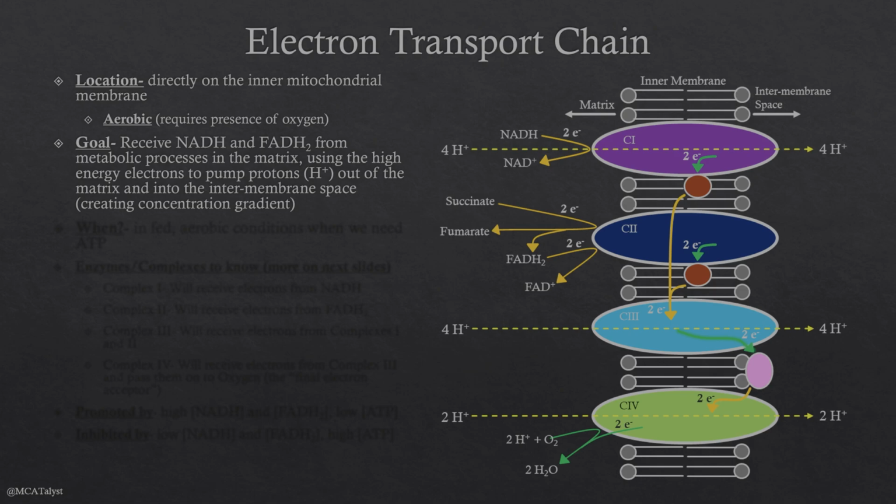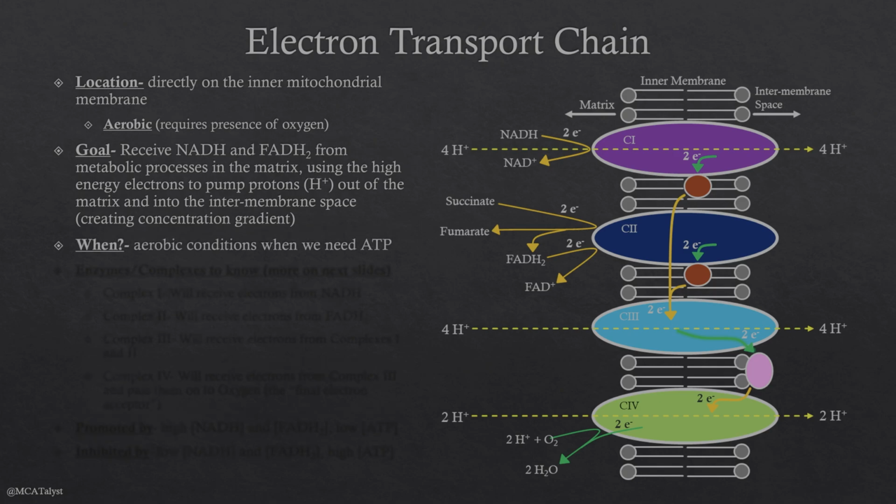This is going to create a concentration gradient where the protons really want to go back into the matrix, but because that inner membrane is impermeable to these protons, they're going to have to pass through a channel in order to do so. We'll talk about why that's important whenever we get to oxidative phosphorylation. We're going to take advantage of that fact.